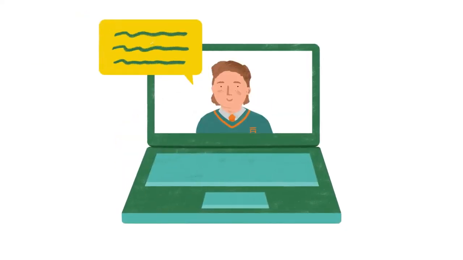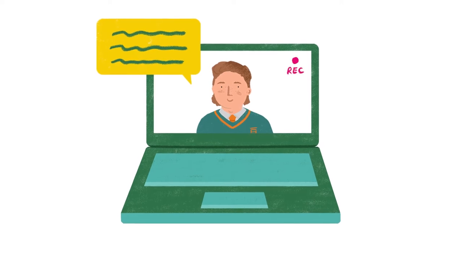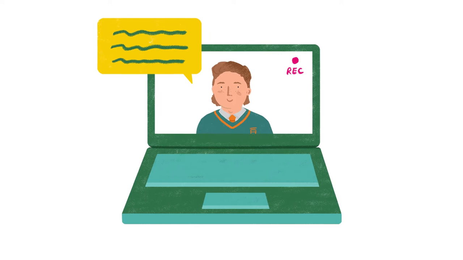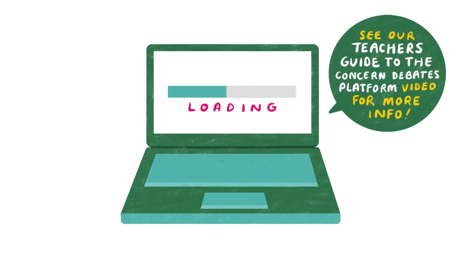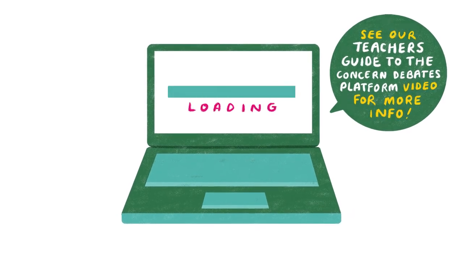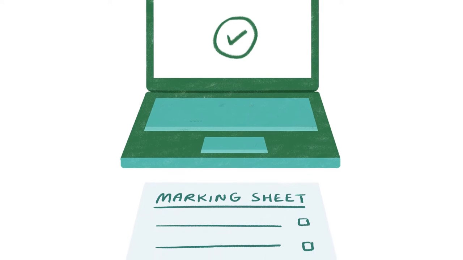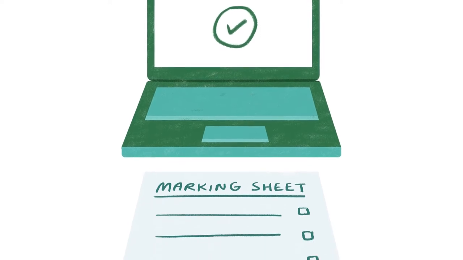In the online league phase, participating schools will record their speeches live online over Zoom or Microsoft Teams, with both teams recording the debate. The proposing school will upload the recording onto the Concerned Debates platform. Once the video has been uploaded, the adjudicators will mark each debate remotely on the Concerned Debates platform. The Concerned Debates team will pass on feedback from adjudicators and inform schools of the results.